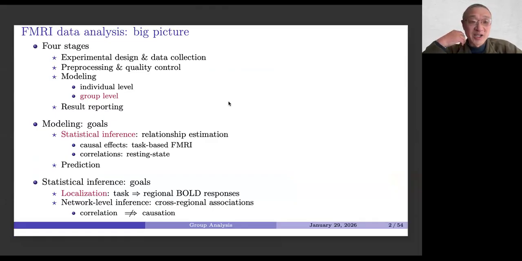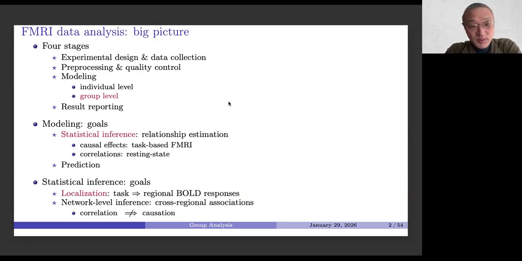For typical fMRI analysis, it involves four stages. First we design the experiment, then collect the data. Then we have the pre-processing steps. Yesterday we talked about a lot of that content. Then the third stage, modeling.